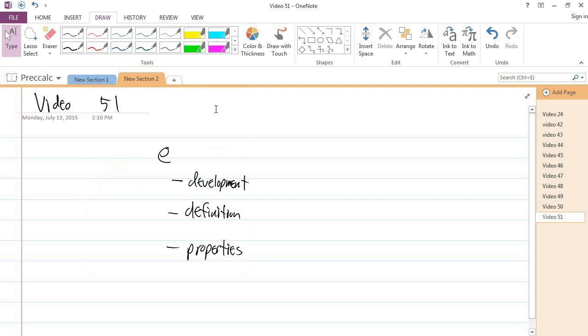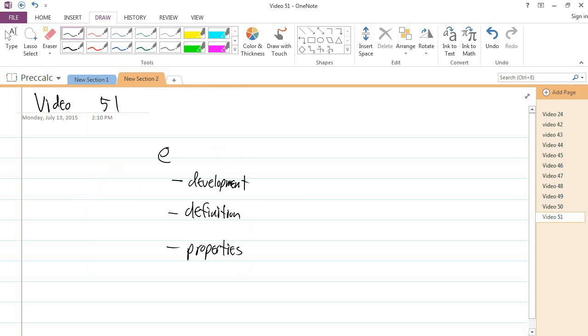E is a new number. E is like pi. It's in the same category as pi. It's a number that's important enough to have its own letter. And so we are going to develop E, define it, and then talk about its properties.